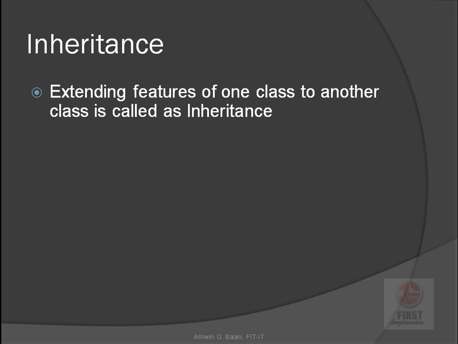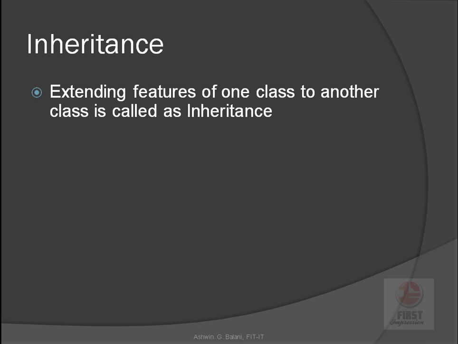The class which is extending the features is called the child class or the derived class. The class from which you are extending the features is called the base class or the superclass or the parent class. Now, what is the advantage of inheritance?